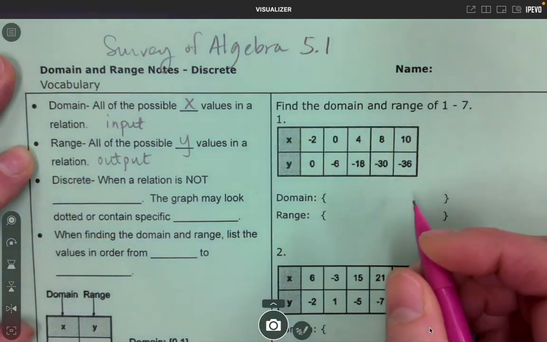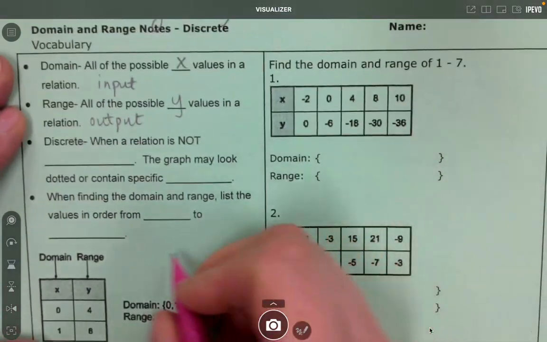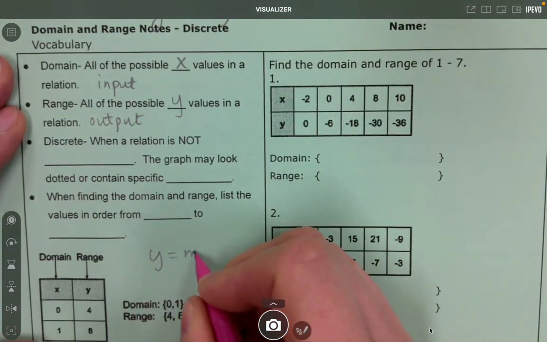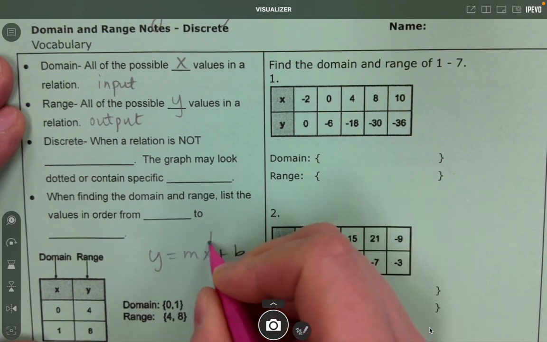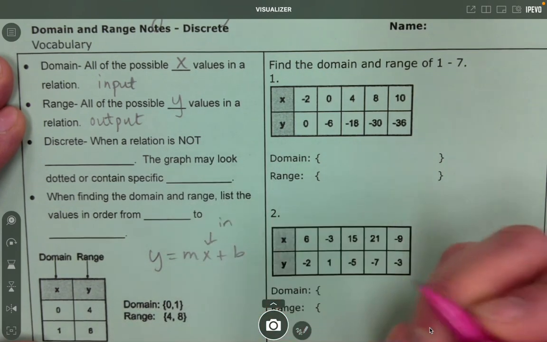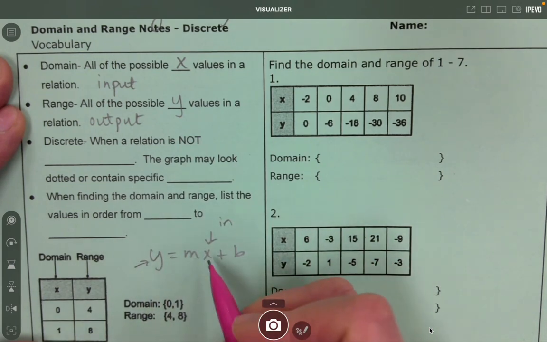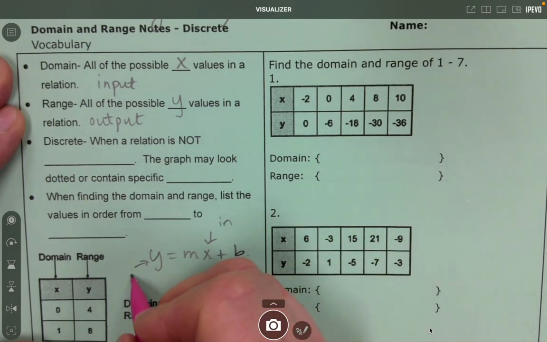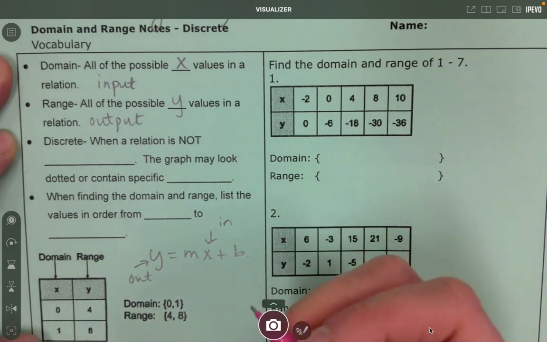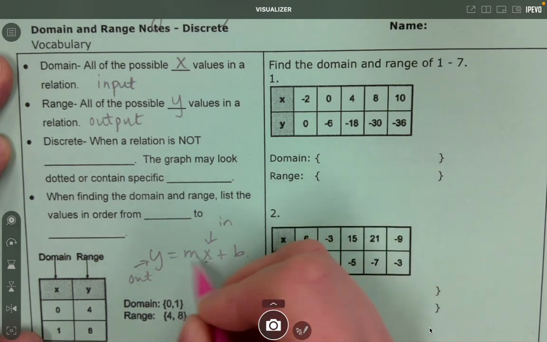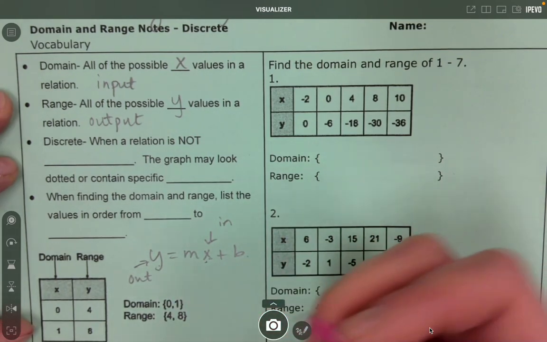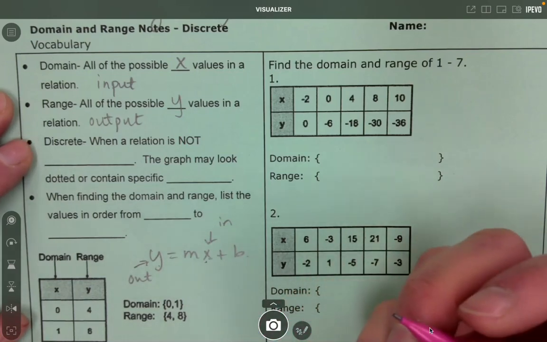And the reason I say input and output is if we think about y equals mx plus b, we like to substitute something in for x, and then our answer after we do this number times x and then we add, our answer is going to be the y. So that's our output. So we're putting something in for x, we're getting something out for y. That's the way that equation is set up.